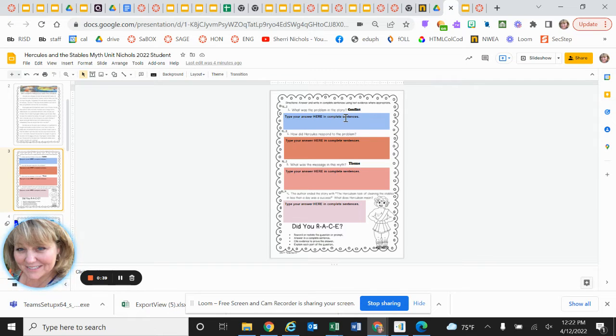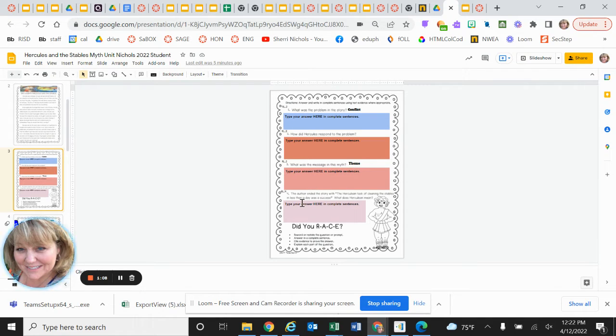What is the problem of the story? We know the problem is also called the conflict. So you'll type your answer here. How did Hercules respond to the problem? Type your answer here. What is the message in the myth? So what is your theme or main message? And then type it here. And the author ended the story with the Herculean task of cleaning the stables in less than a day. It was a success. And then it's asking, what does Herculean mean? So you're going to look at the context and explain.